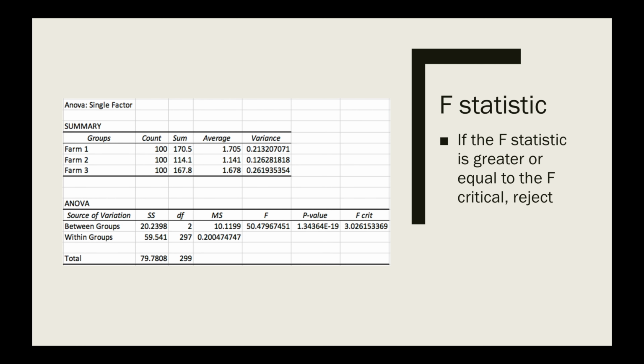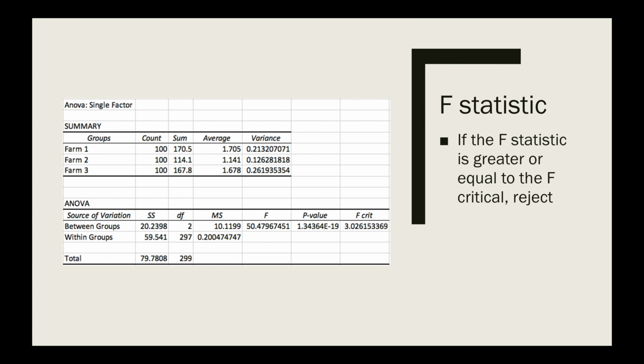The f-statistic method: if the f-statistic is greater than or equal to the f-critical, then we reject. And on the other hand, if it's less than, then we fail to reject. So here is an ANOVA output. We have 3 farms, and each of the farms is producing 100 potatoes, and the potatoes are weighed. So we want to test to see if the farms are producing the same size potatoes in weight.